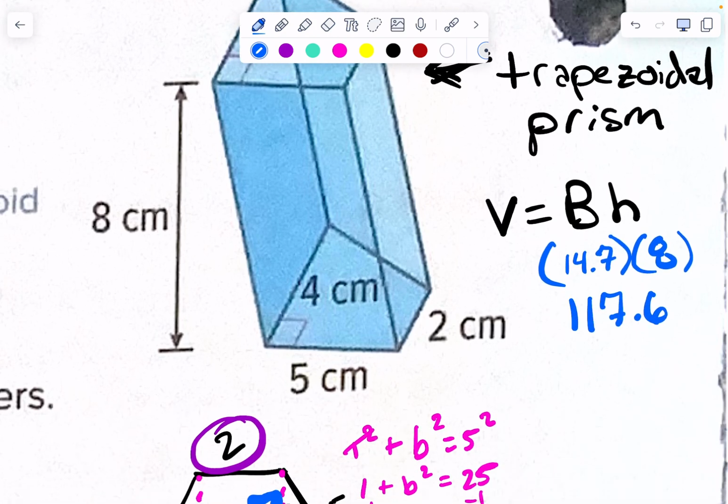117.6. 117.6, that's centimeters. Centimeters what? Cubed. Did we do cubed on the last one? I think so. Yeah, we did.